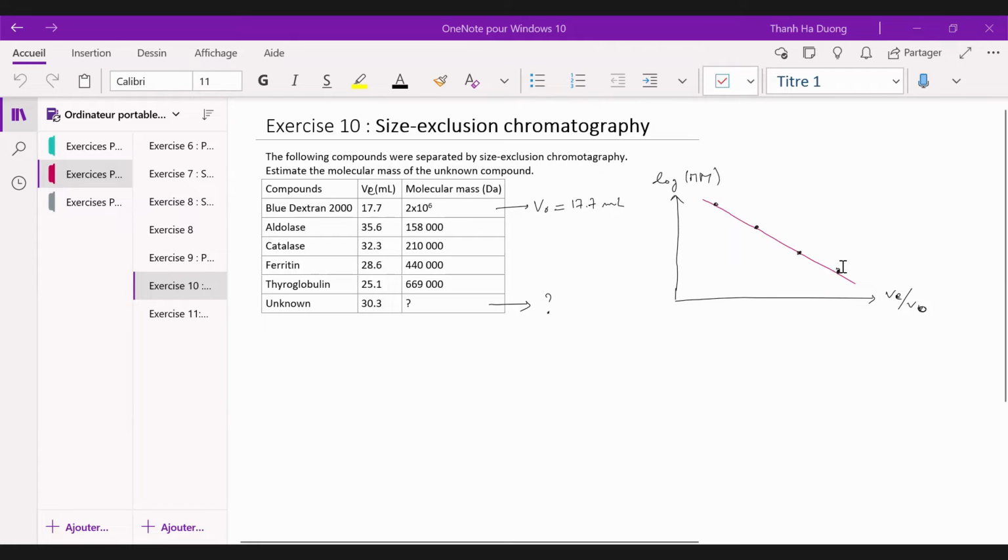Did you plot the line? So the logarithm of the molecular mass against the ratio between the elution volume and the void volume. What is the molecular mass you find?